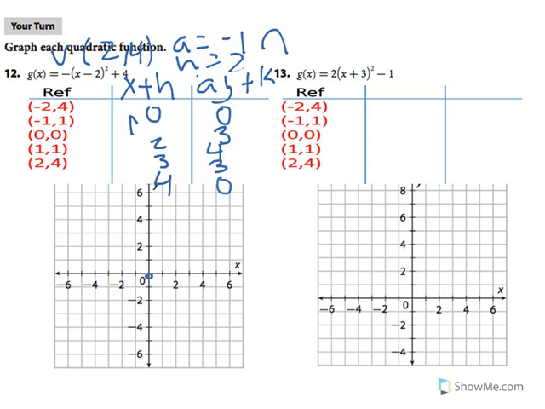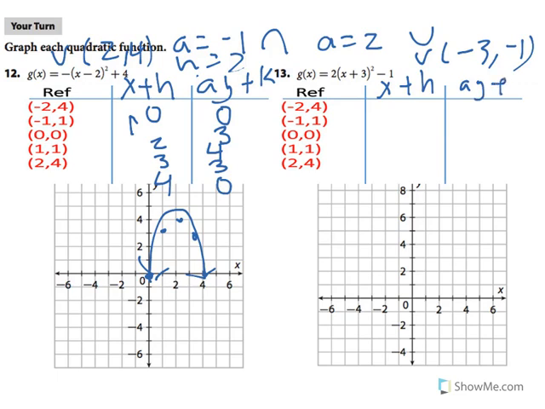So we have 0, 0 and 1, 3 and 2, 4 and 3, 3 and 4, 0. So the graph opens downward. Right, so we're expecting it to be downward. And then for number 13, a is positive 2, so the graph will open upward. And the vertex is going to be negative 3, negative 1. Right, so x plus h, y plus k.